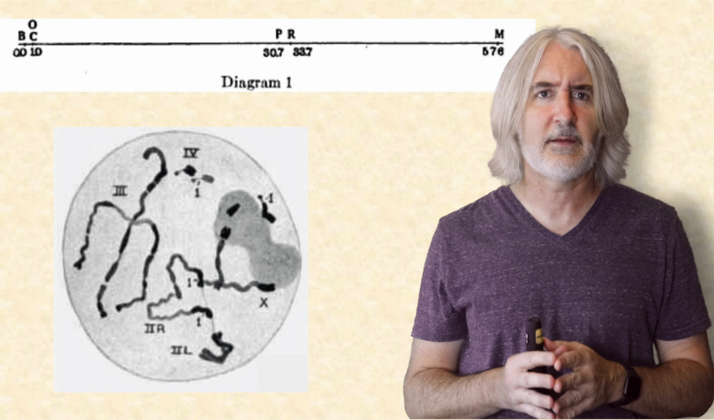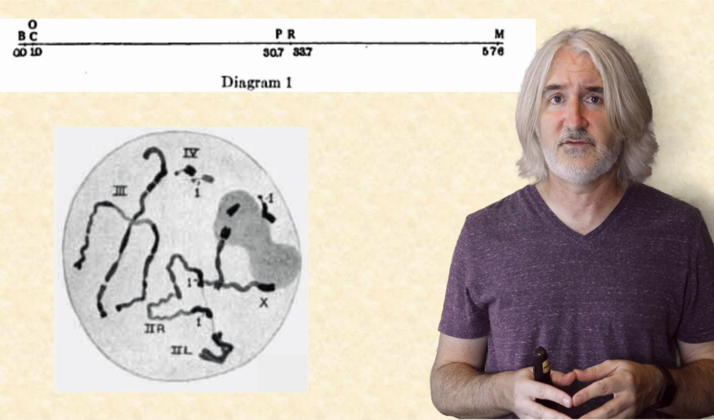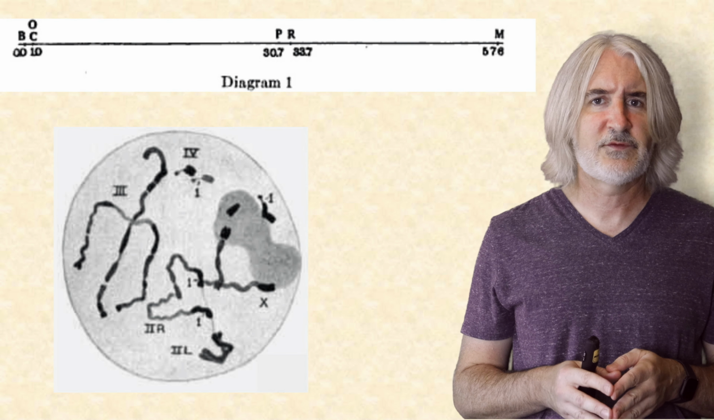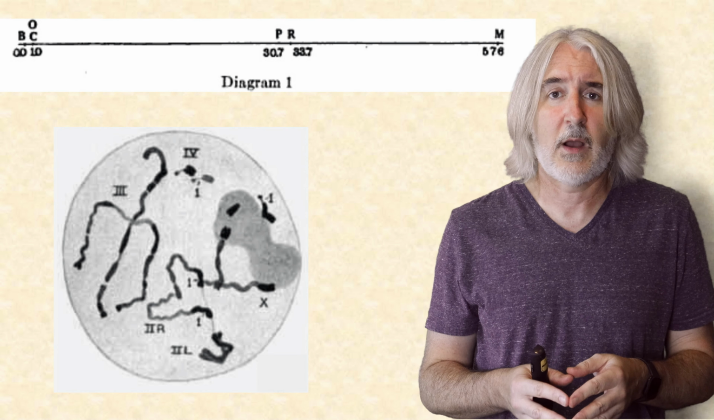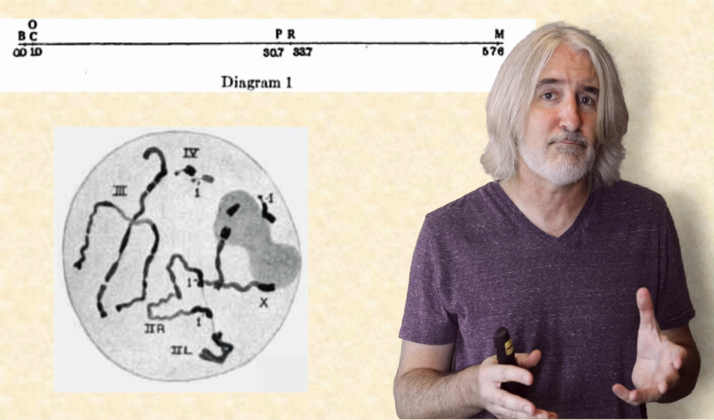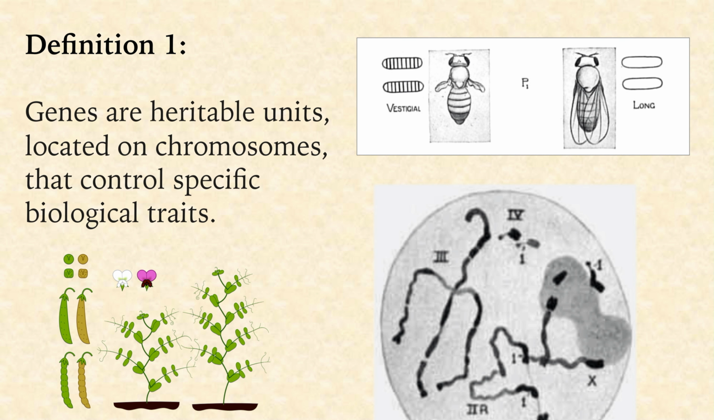It was also becoming clear that most individuals within a species shared the same basic organization of genes along their chromosomes. But it was still unclear what exactly genes were made of and how they worked. Definition 1. Genes are heritable units located on chromosomes that control specific biological traits.